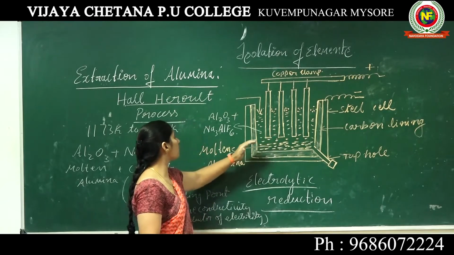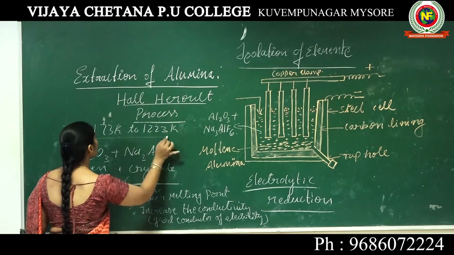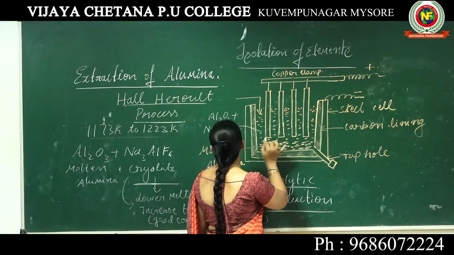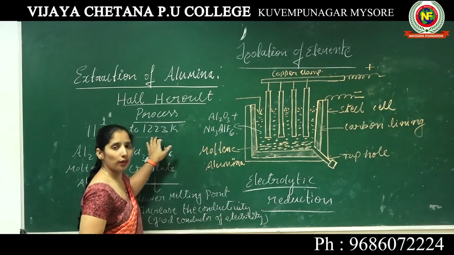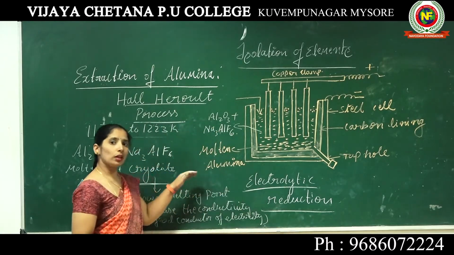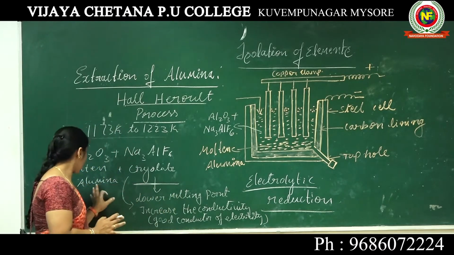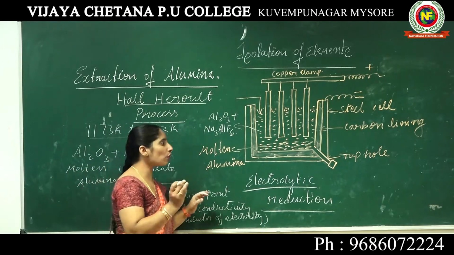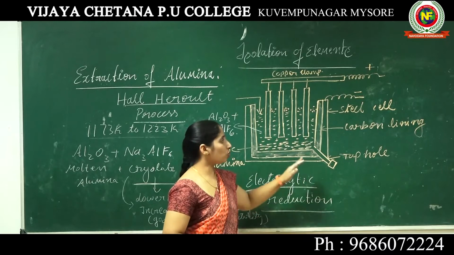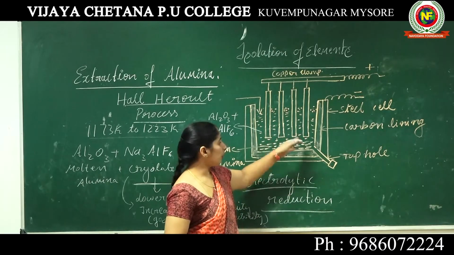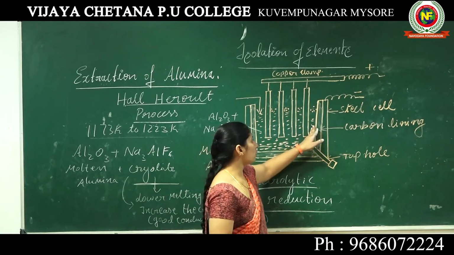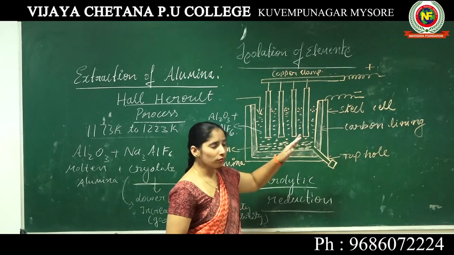The electrolysis is carried out at a temperature of 1173 Kelvin to 1223 Kelvin. So what happens? The molten alumina decomposes to form aluminium at the cathode and oxygen at the anode.